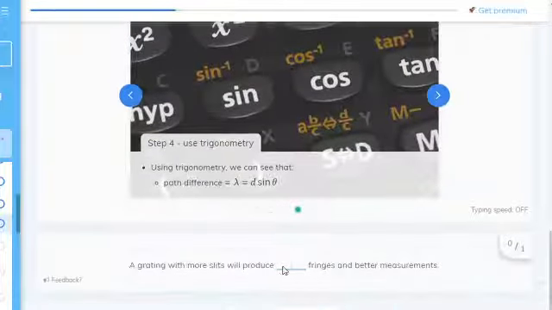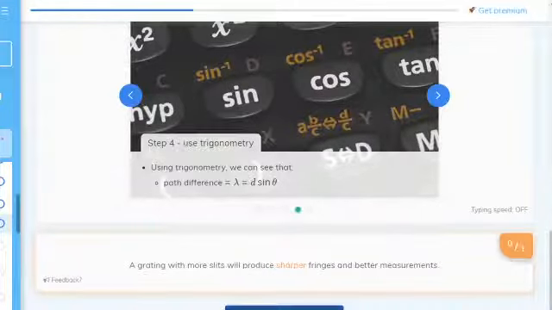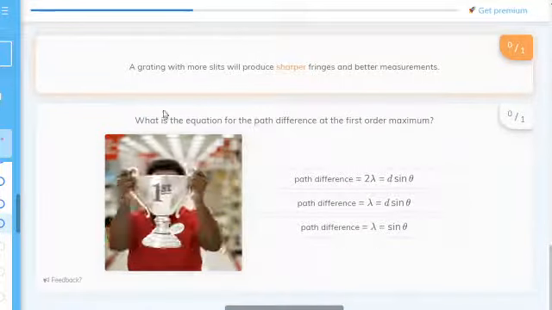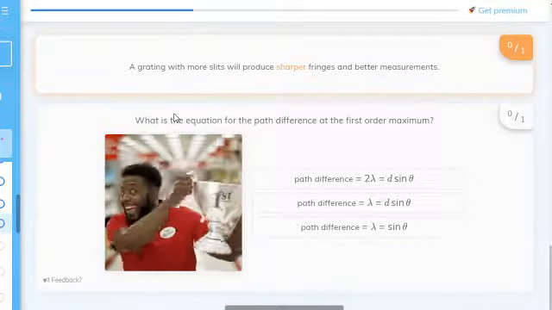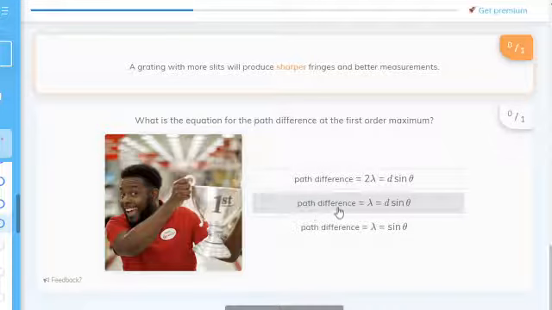So, a grating with more slits will produce sharper fringes. Not stronger, sharper. So, what's the equation? The path difference is that, because it's SOHCAHTOA.